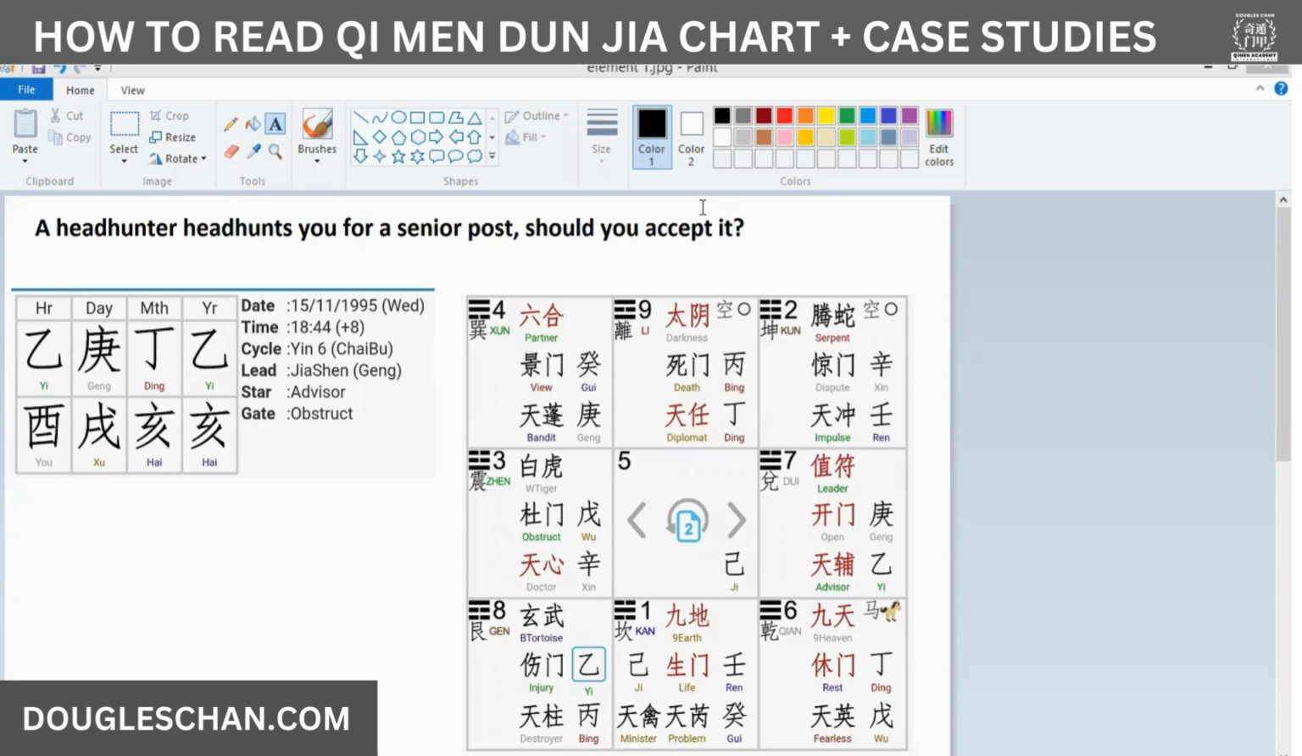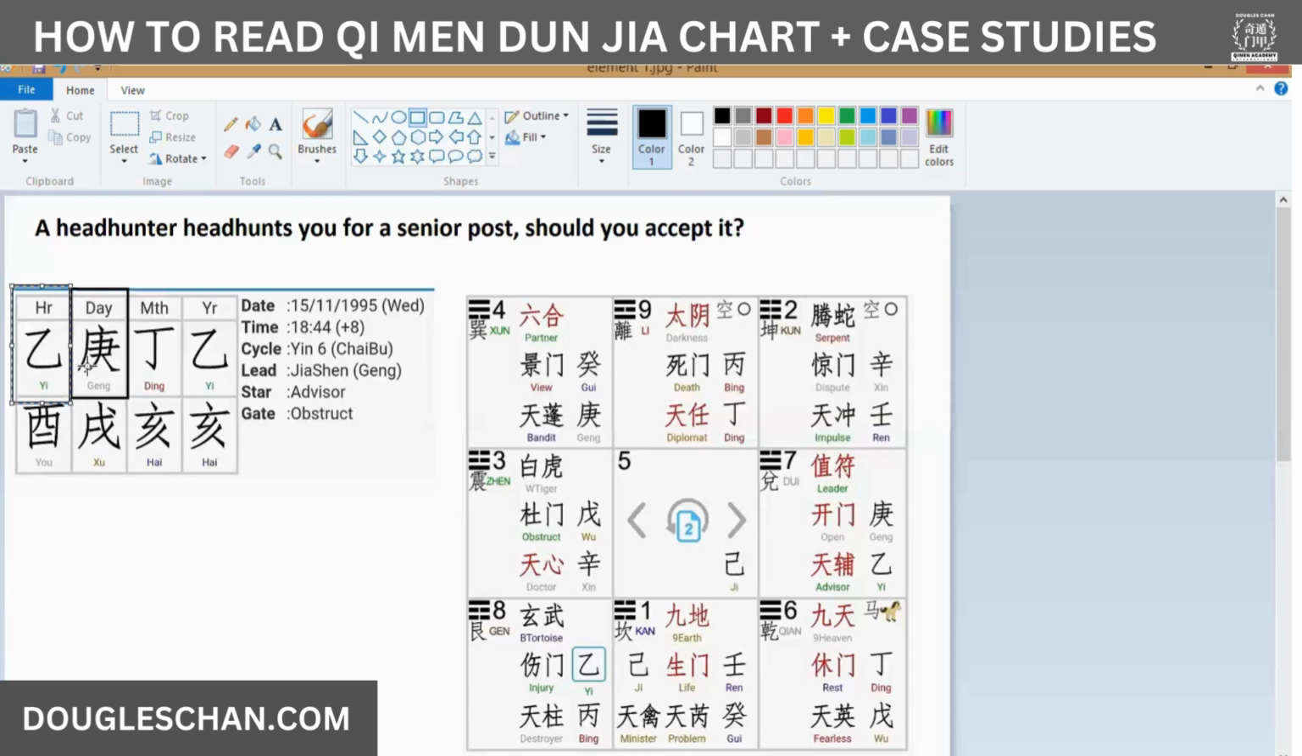So in this case, what we should be looking at is the answer and the subject. The subject is over here, which is represented by the symbol under the day stamp, which is called Geng. This particular symbol is called Geng. And we also have to look at the answer, which is under the hour stamp. This is called the Yi.